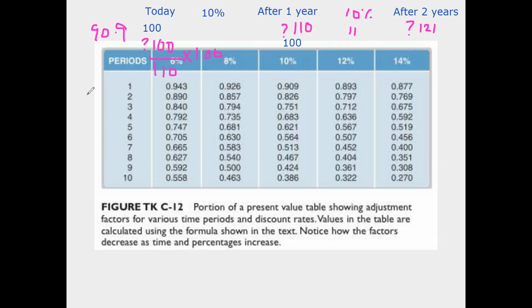If you look carefully, this is the period, this is the interest rate, and this is the value it says, because the table says, to get one, how much you have to have. I said 100, right? So instead of 100, you can ask the question the other way around.